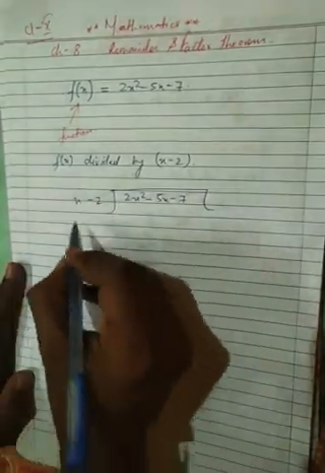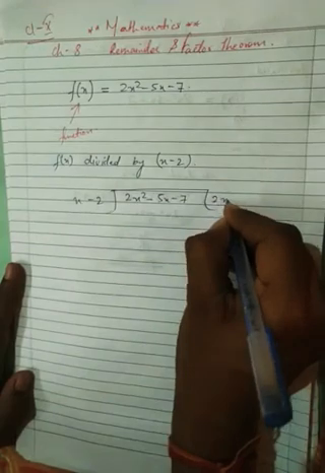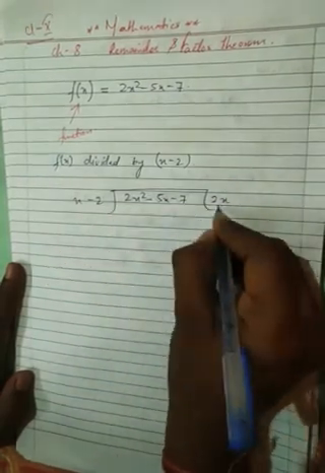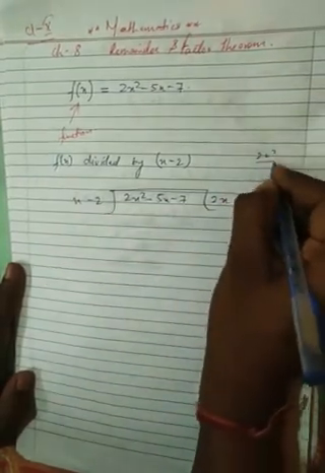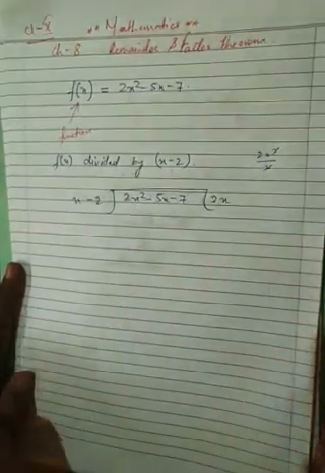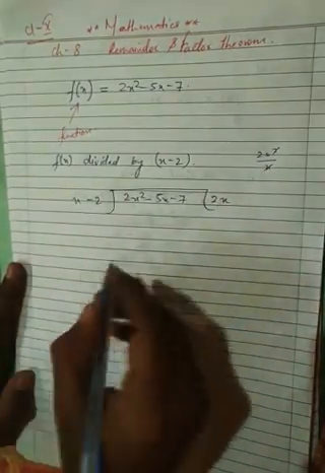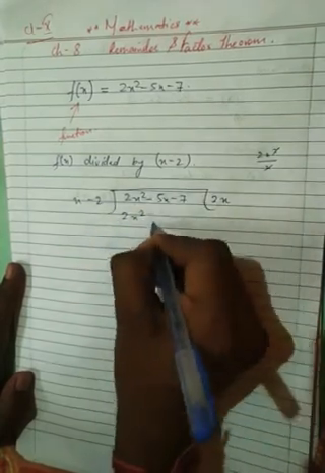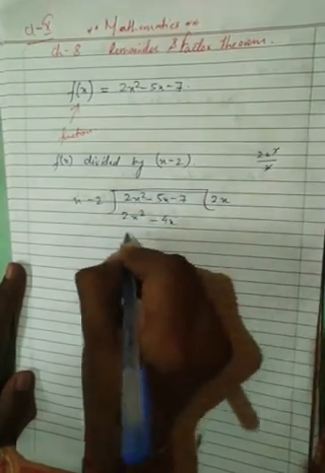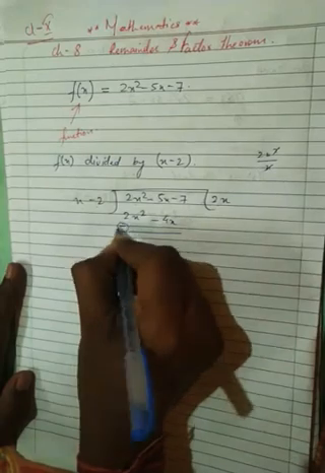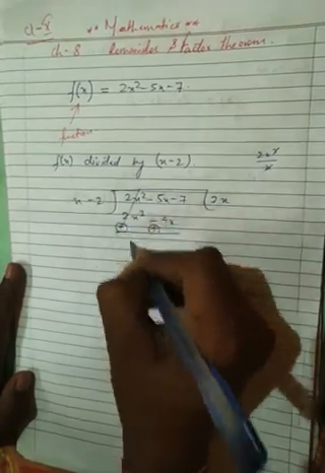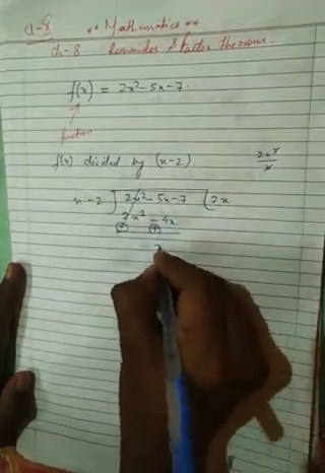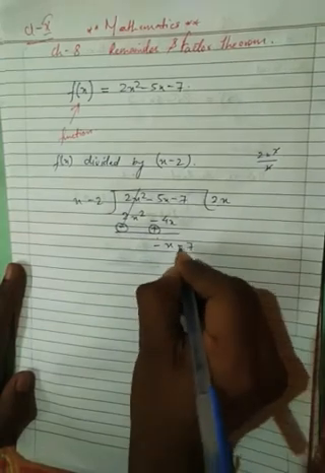Okay, how do we divide it? We'll get 2x, no? 2x square by x will give you 2x. Small classes you have done this. The division method will give you 2x. Multiplying, this will give you 2x square minus 4x. Now you can change the sign, minus will become plus. So minus 5 and plus 4 will give you minus x minus 7.